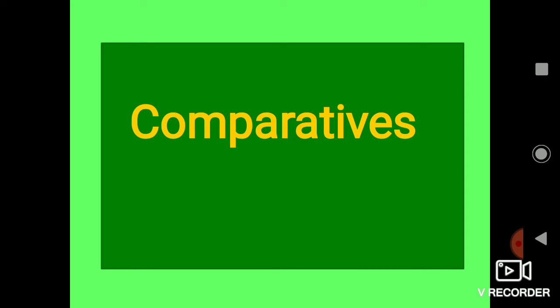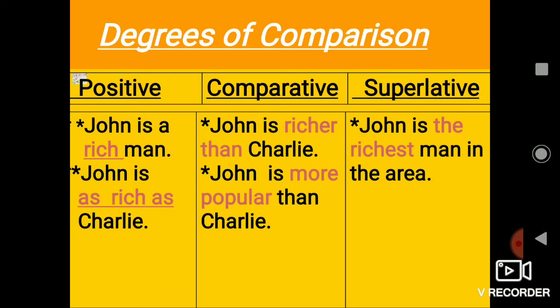But before we start the chapter, it's important to know all three types of degrees of comparison, as you see in the slide. Let's start with positive degree. We use positive degree when we say something in general or when the two things, places, persons are compared equally. As you see in the examples also, John is a rich man. Here the adjective rich is used as it is. Okay, it's a simple sentence.